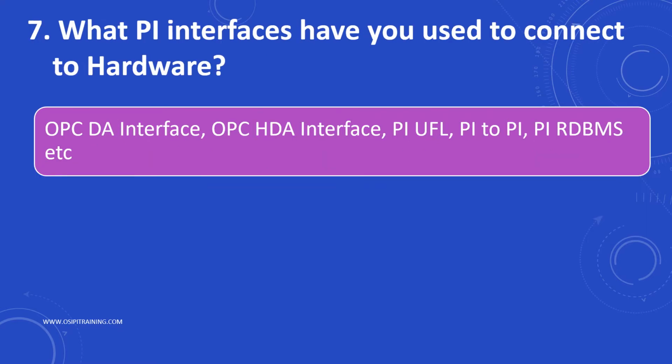What PI interfaces have you used to connect to hardware? This is a common question. What are the different types of PI interfaces which you have used? So you can say OPC DA interface, OPC HDA interface, PI Universal File Loader, that is also called PI UFL, PI to PI, PI Relational Database (RDBMS), etc. are the commonly used PI interfaces to connect to the Data Archive.